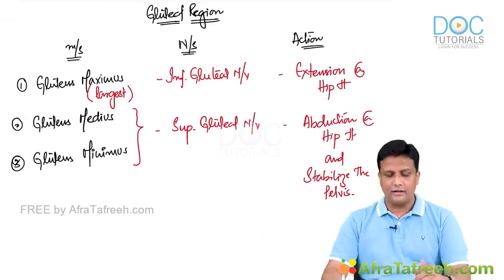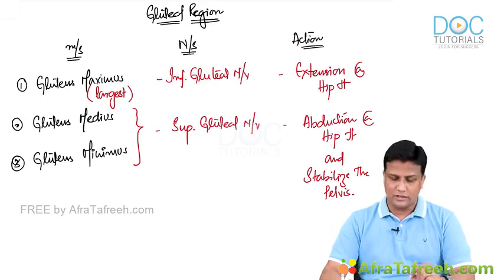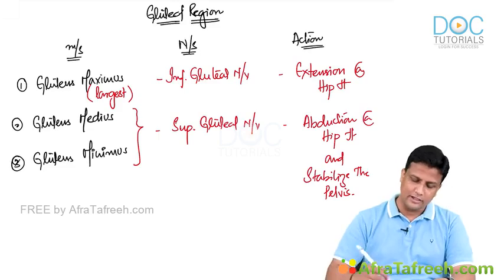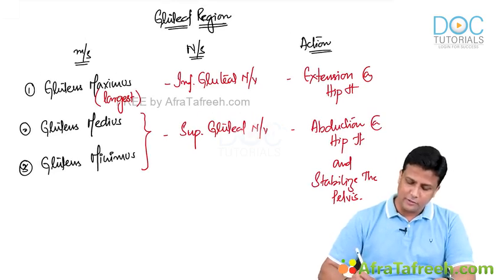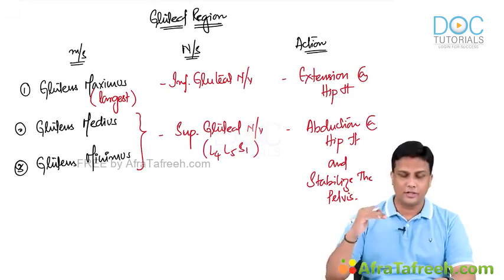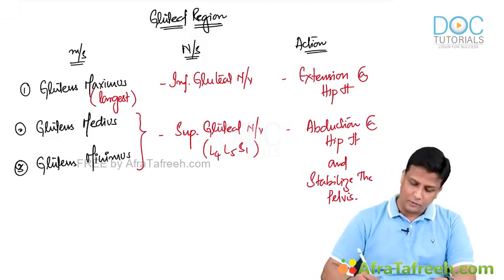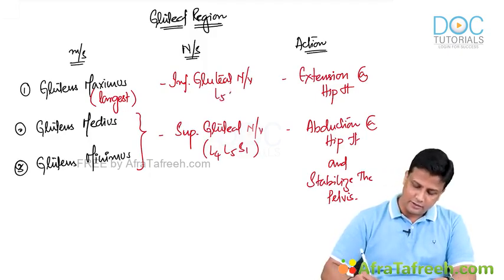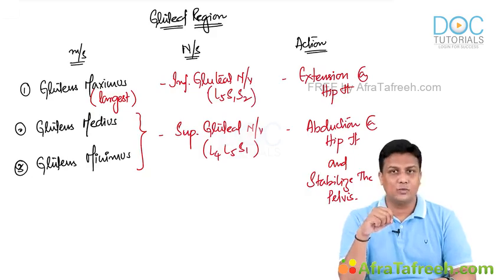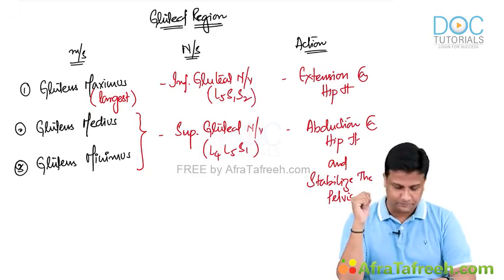Now, before moving ahead, let us even learn about their root value. These two nerves, that is the superior gluteal nerve and inferior gluteal nerve, where are they originating from? Even that is a little bit easier only. Superior gluteal nerve will be originating from L4, L5 and S1. Whereas for the inferior gluteal nerve, you can just come one level below, that is L5, S1 and S2. So, superior gluteal nerve originates from L4, L5 and S1, whereas inferior gluteal nerve originates from L5, S1 and S2, guys.